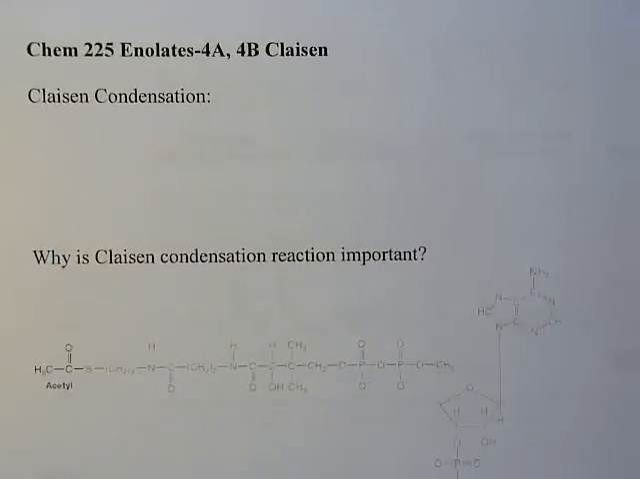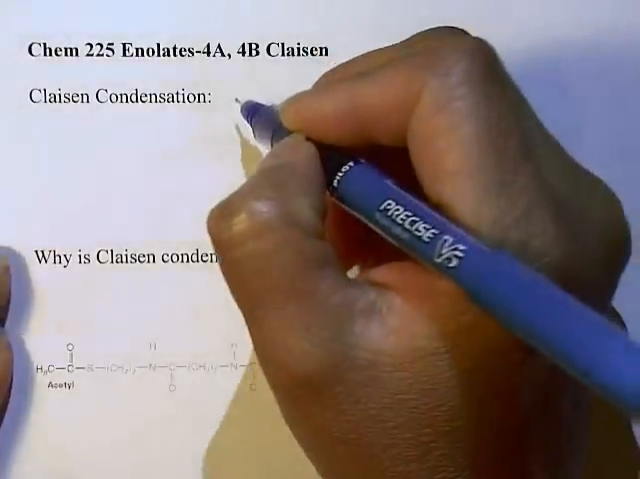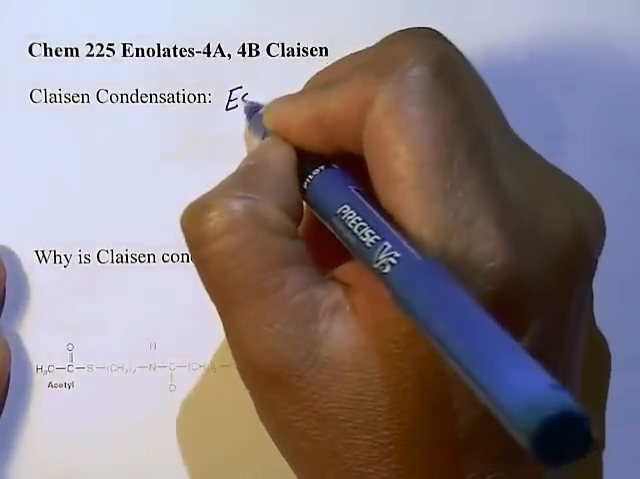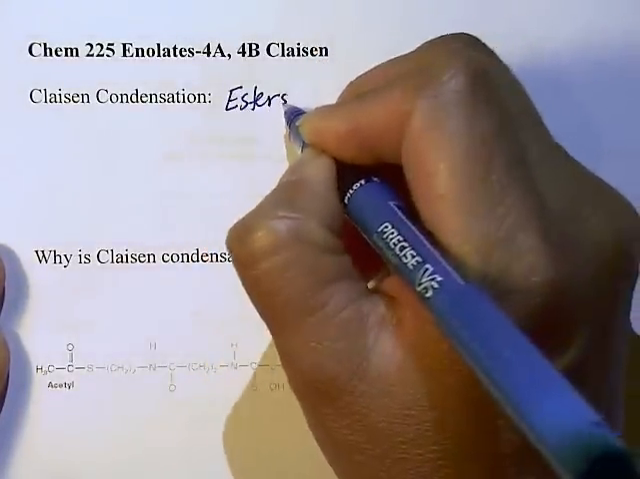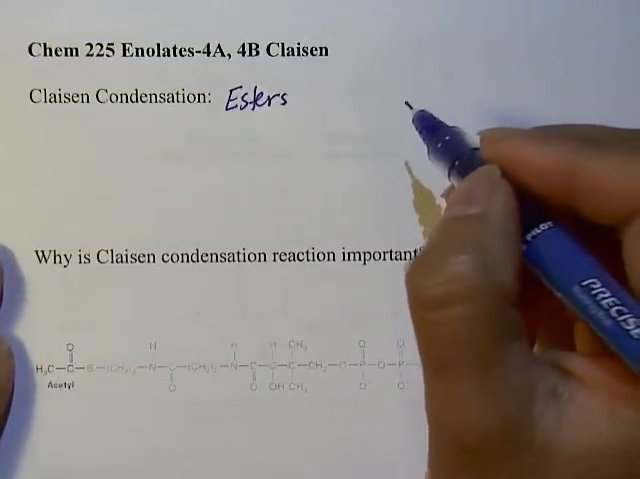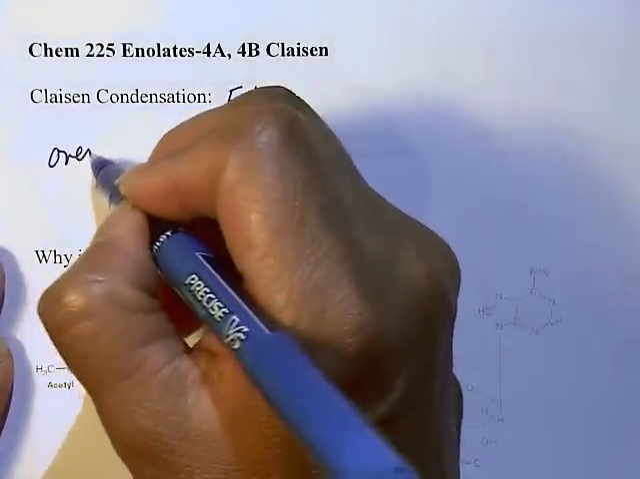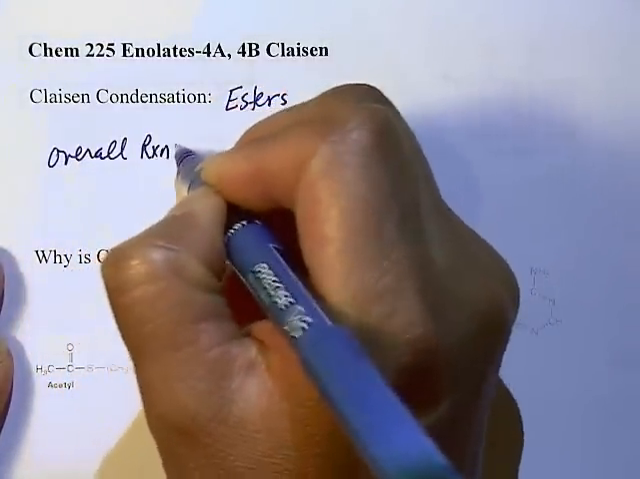This lecture is on a reaction called the Claisen reaction, in which instead of using aldehyde and ketone as you saw in the aldol reaction, we're going to use esters to do a very similar reaction. So in here we're doing esters instead of aldehyde and ketone, and the overall reaction looks like this.